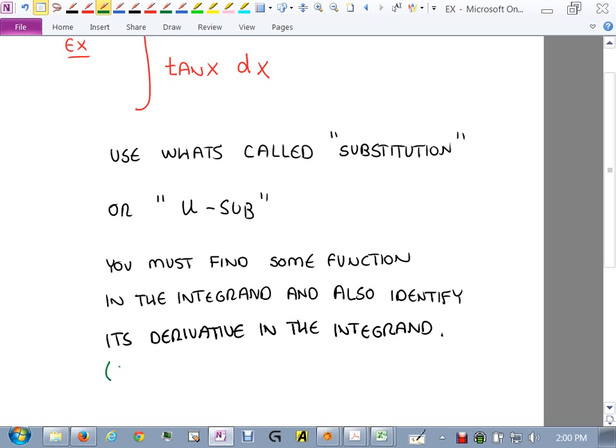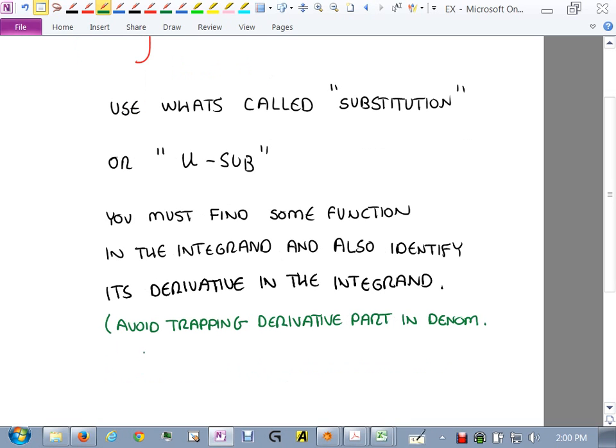And then one last thing here. Avoid trapping the derivative part in a denominator or roots, etc. You'll see what I mean when I do another example. All right.